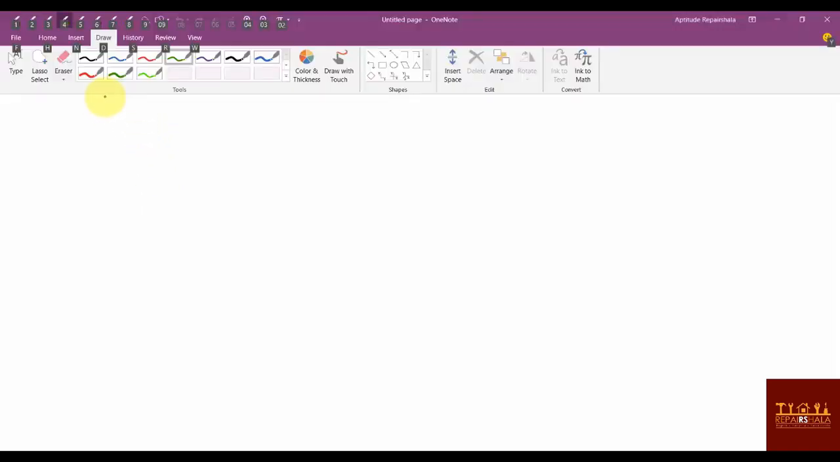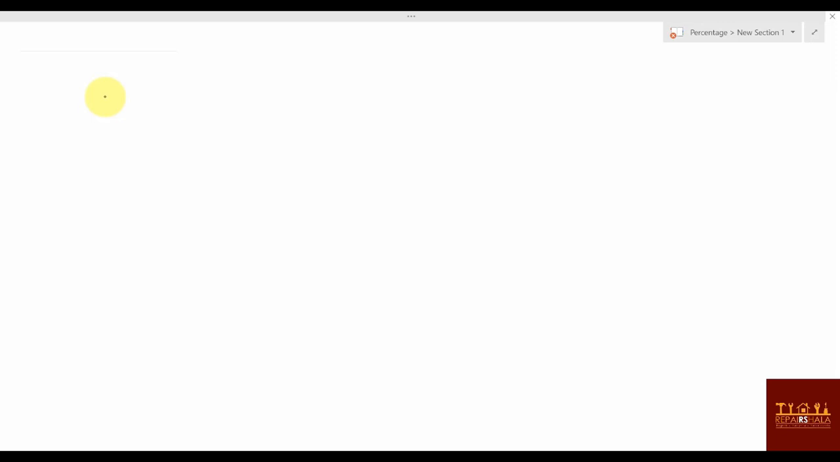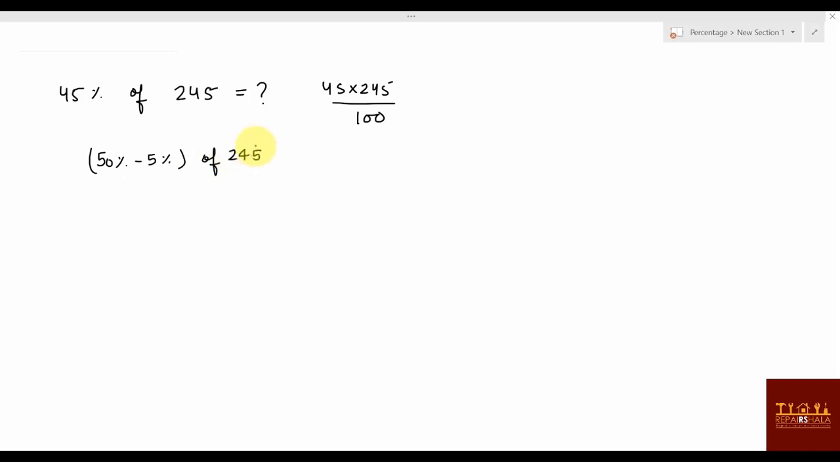Suppose it is given that you have to find 45% of 245. How will you find it? Never ever do it by writing 45 into 245 and then dividing by 100. What you can do instead is write this value as 50% minus 5% of 245. I hope this is easy now.